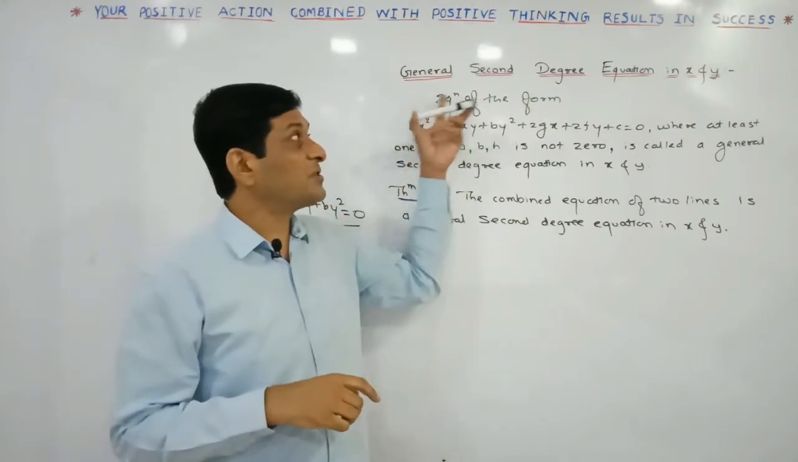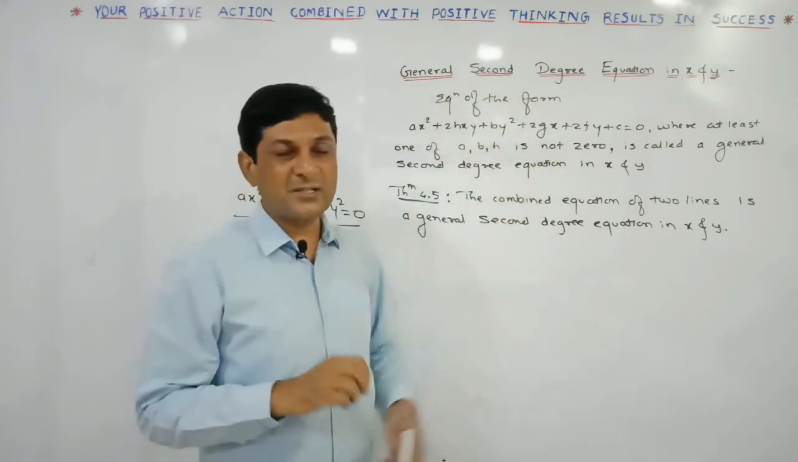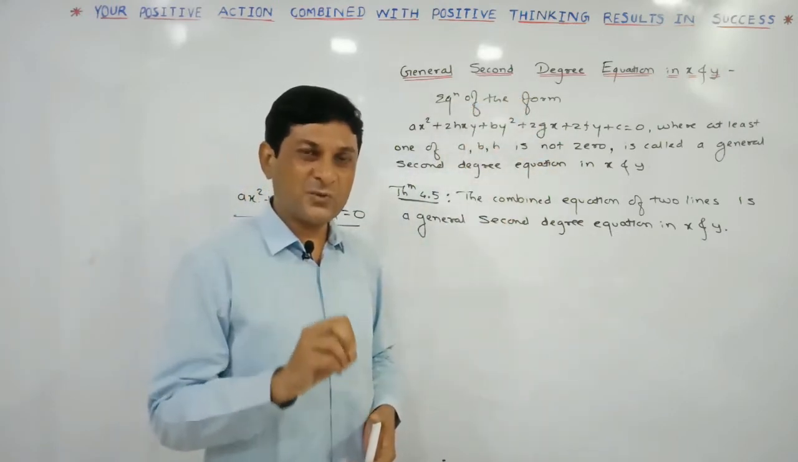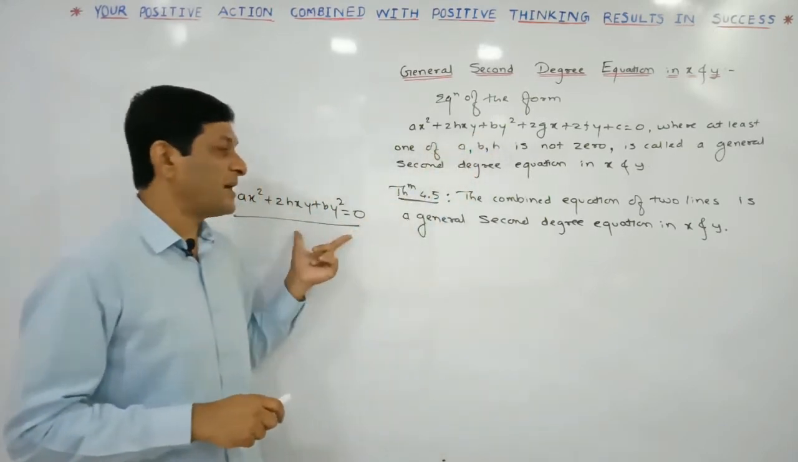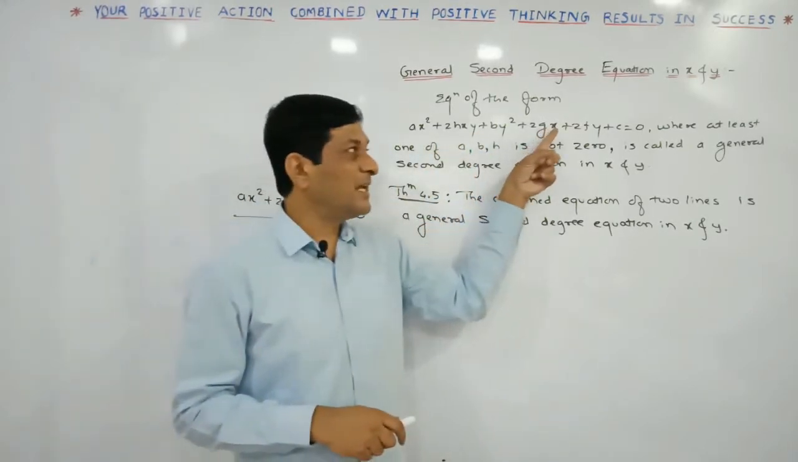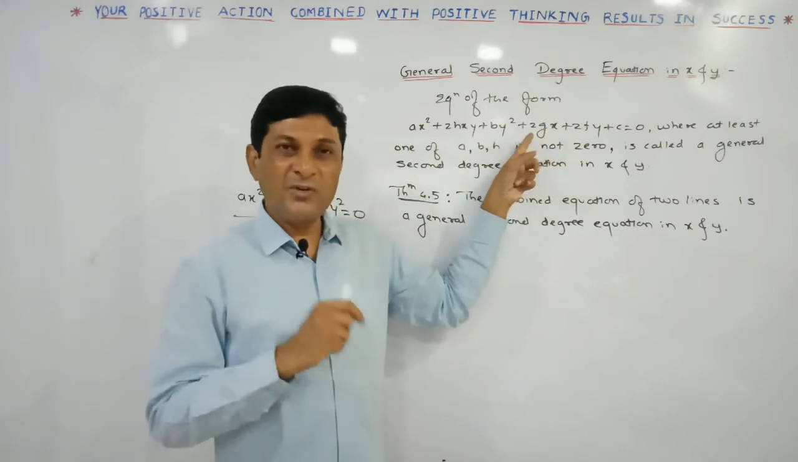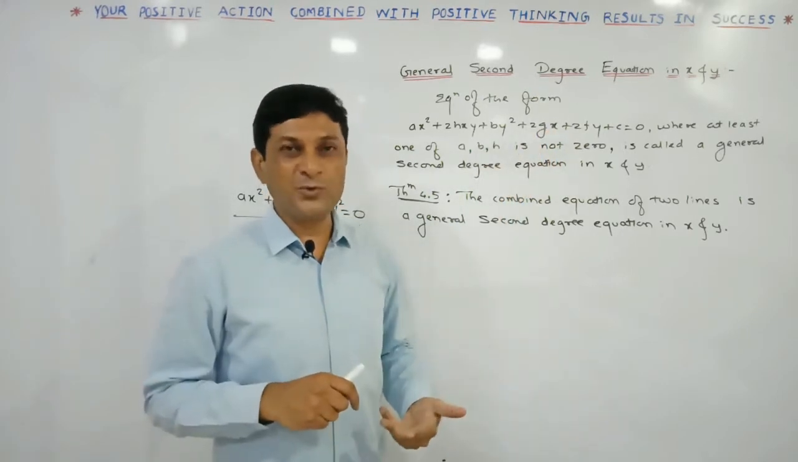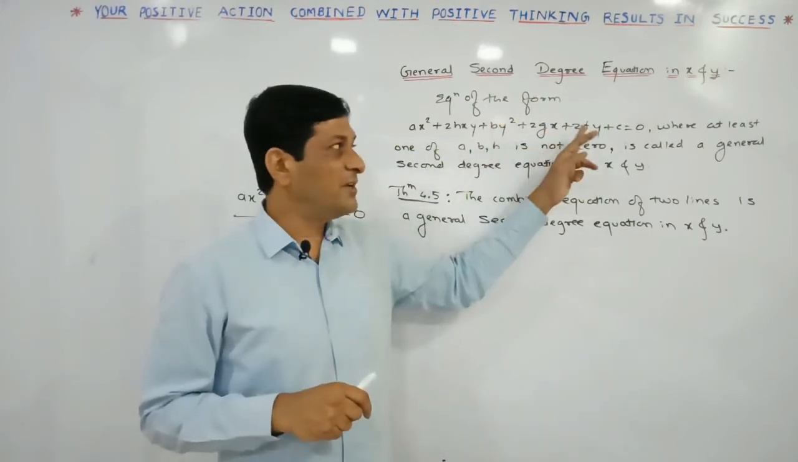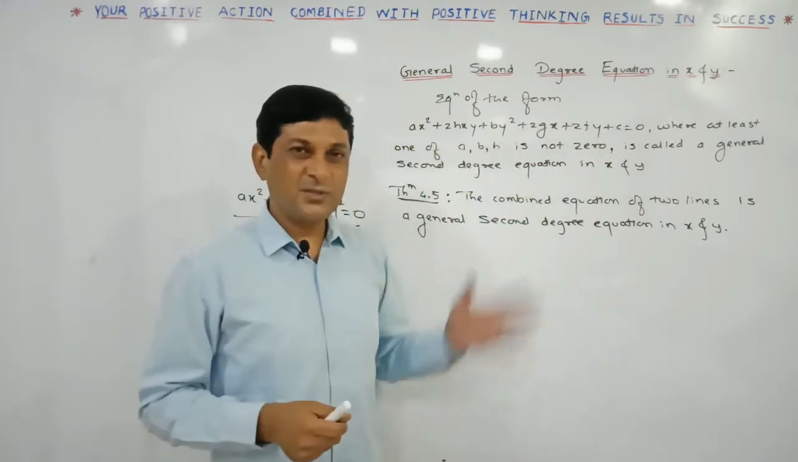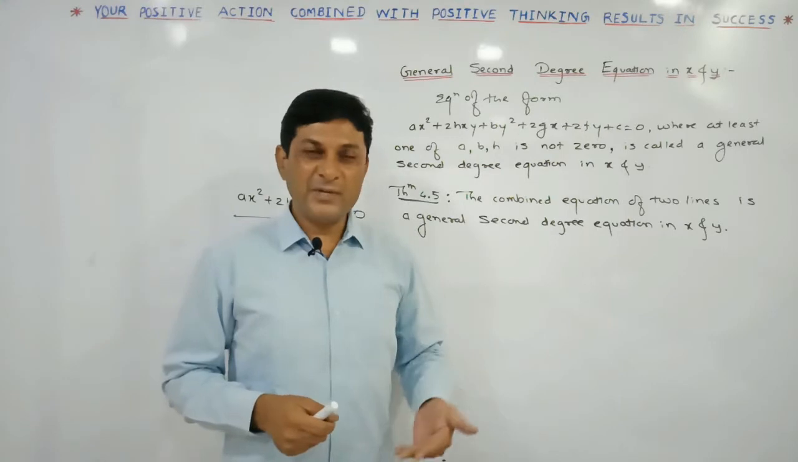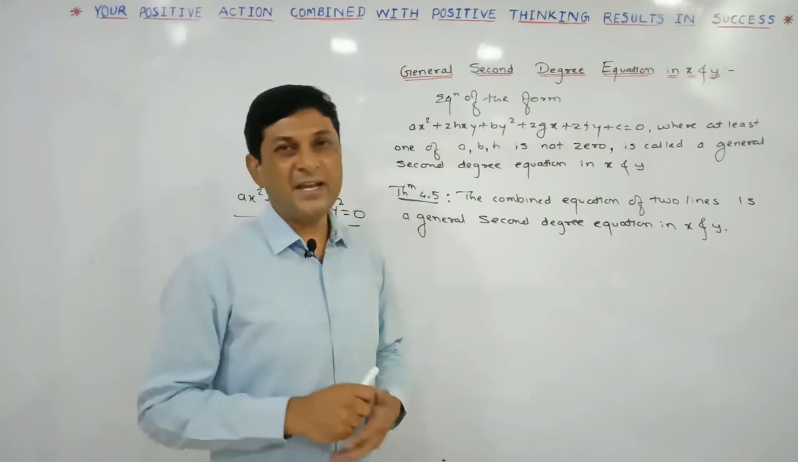So general equation of second degree in x and y in standard form can be written as what? ax square plus 2hxy plus by square. यहाँ तक का पार्ट तो सेम ही था, लेकिन इसके बाद कौन सी टर्म मिलेंगी हमें? x का coefficient हम किससे denote कर रहे हैं? 2g. Coefficient of y we are denoting by 2f and constant term we are denoting by what? c. So this is called the general equation of second degree in x and y.